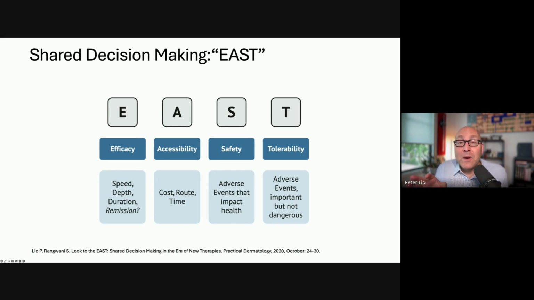And I like to think about each treatment, again, medicine or not, I like to break it down into efficacy, accessibility, and that includes things like cost and route and time it takes, safety and tolerability.